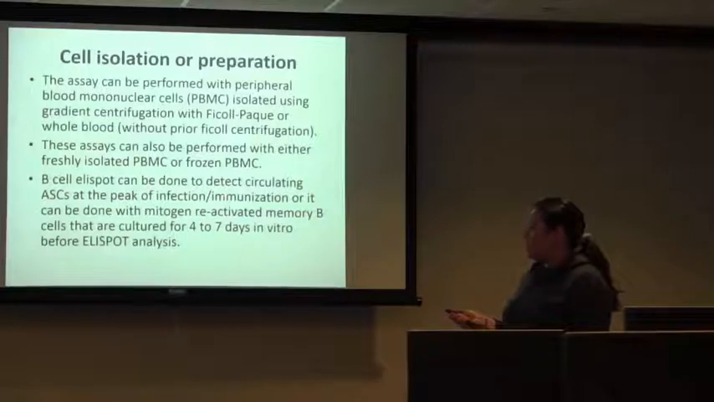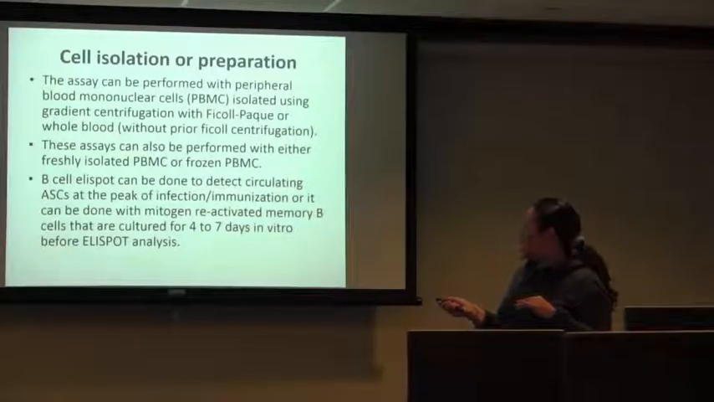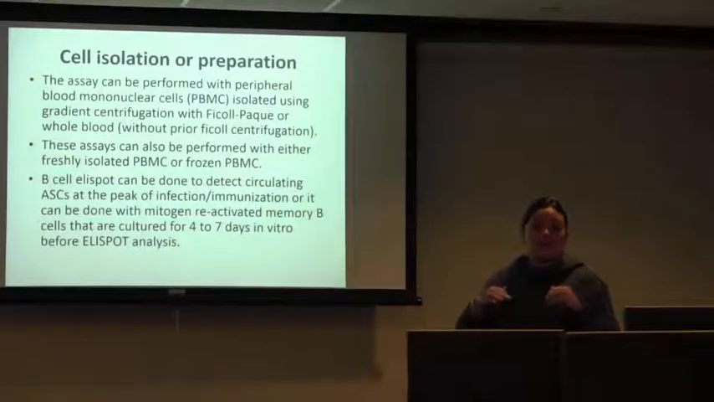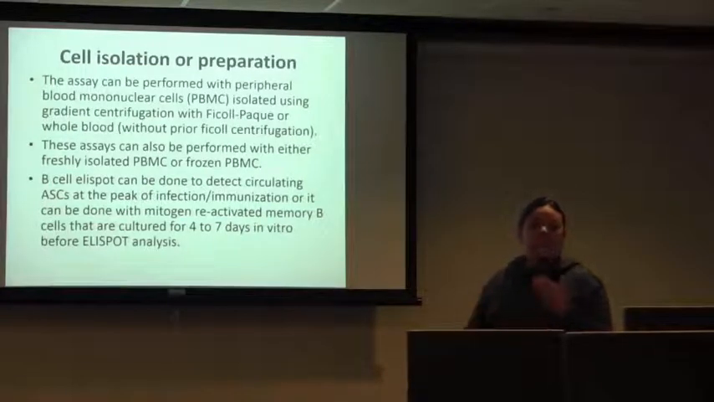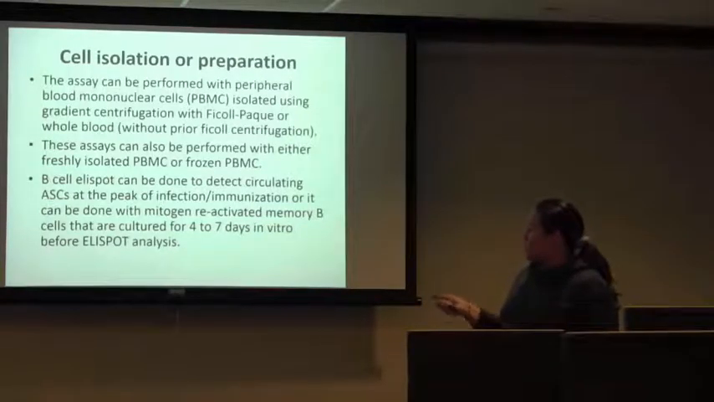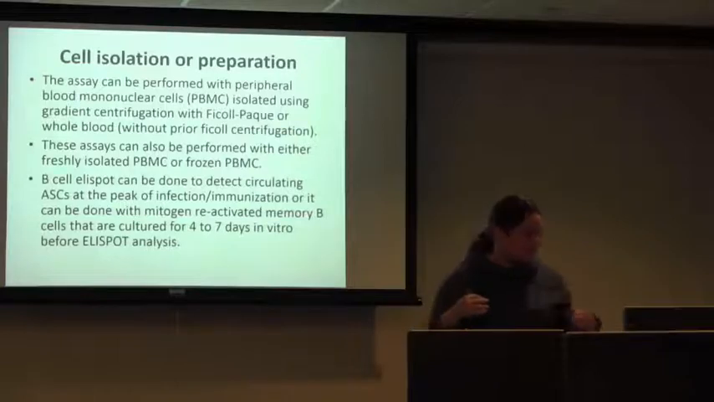The B-cell ELISPOT can be done to detect circulating antibody-secreting cells at the peak of infection and immunization, meaning between 4 to 7 days after a secondary infection. But it can also be done to detect mitogen reactivated memory B cells. So you can look at memory B cell responses by reactivating them in vitro for 4 to 7 days, and then taking those cells and putting them on an ELISPOT for 18 hours to detect what antibodies they are specific for. So this is looking at memory B cell responses, while the other is looking at the actual response that is going on during the acute phase.